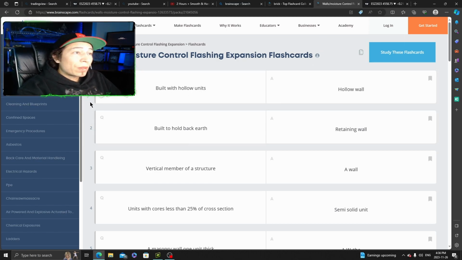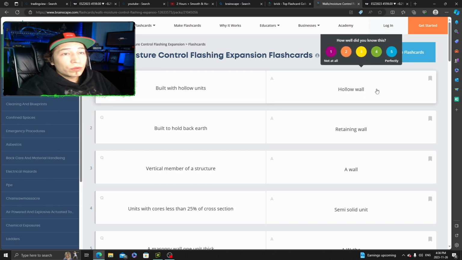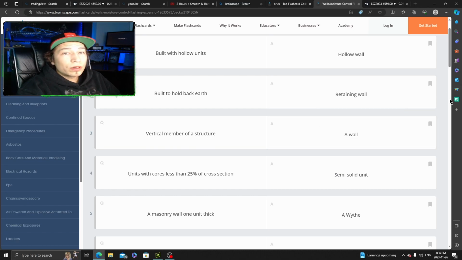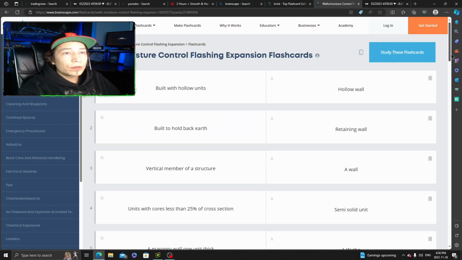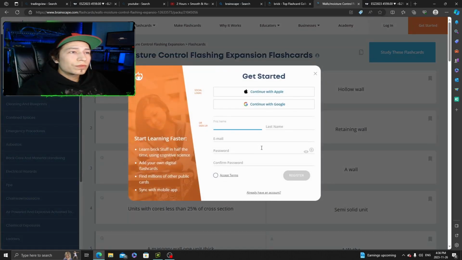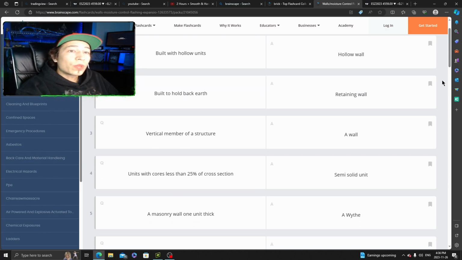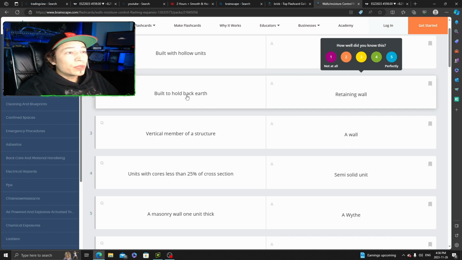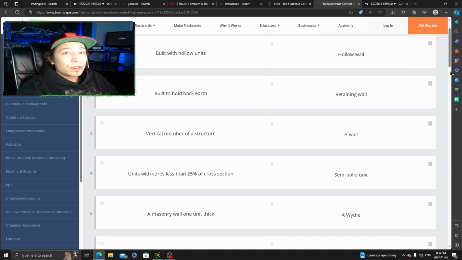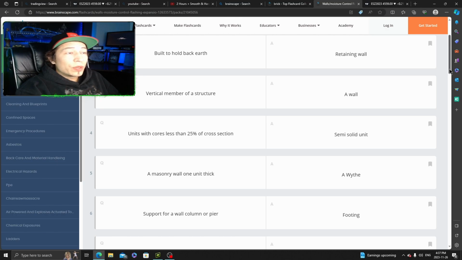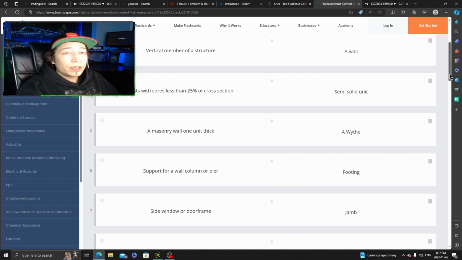Built with hollow units. Hollow wall. So a hollow wall is built with hollow units. Retaining wall. Oh man, okay. So apparently, to use the flashcards, I've got to make an account. We're not going to do that, so we're just going to go through the information here. So a hollow wall is built with hollow units. A retaining wall is built to hold back earth. It retains the earth. A wall, vertical member of structure. That's what a wall is, in case you didn't know.